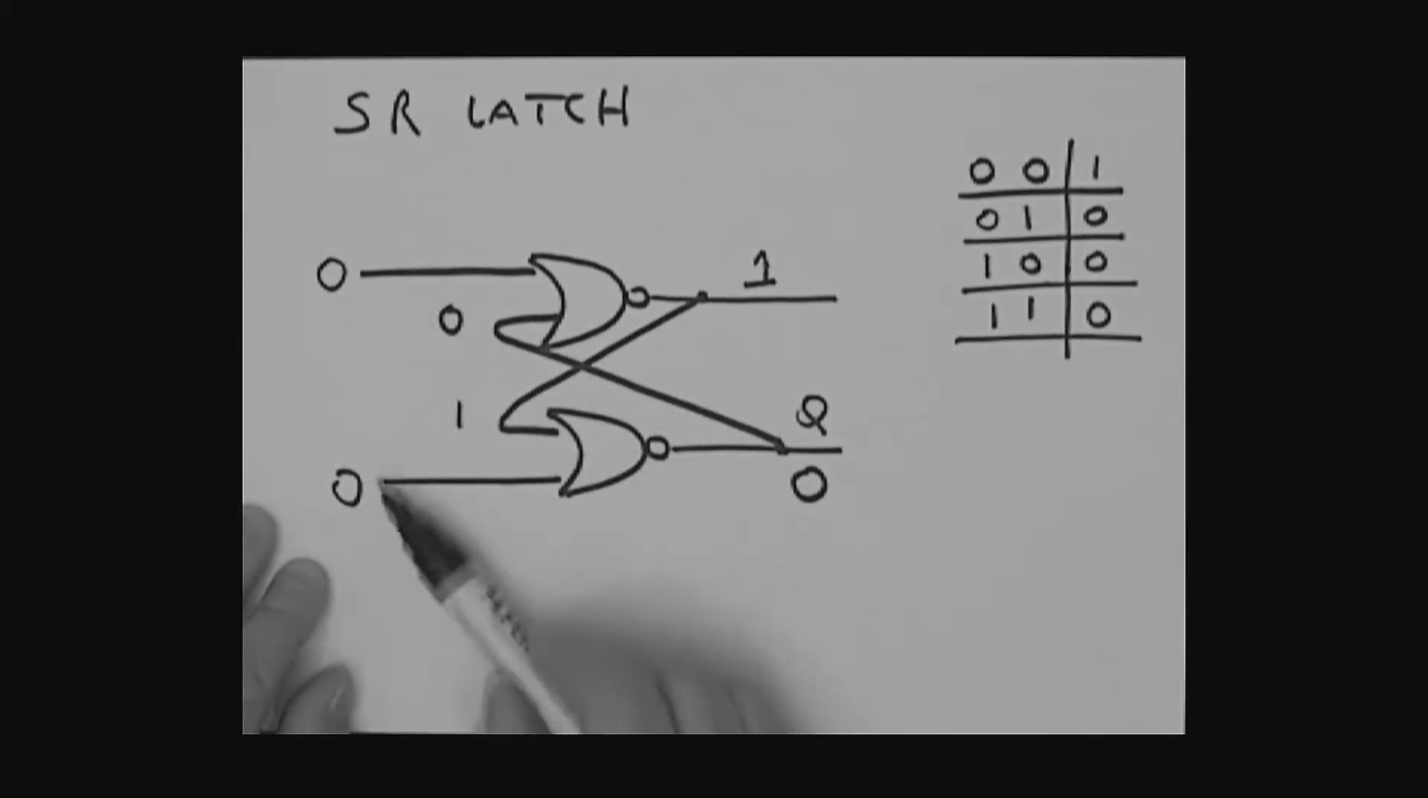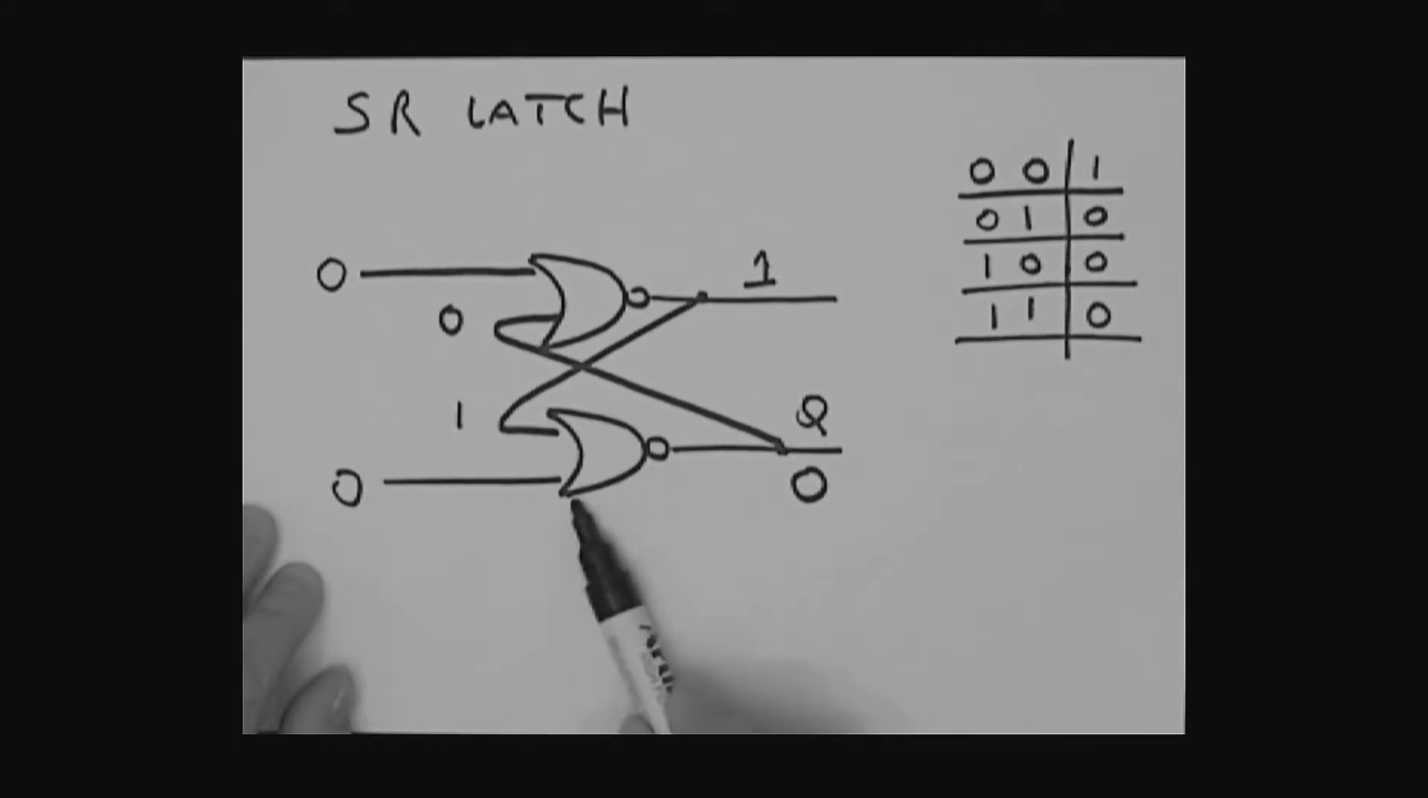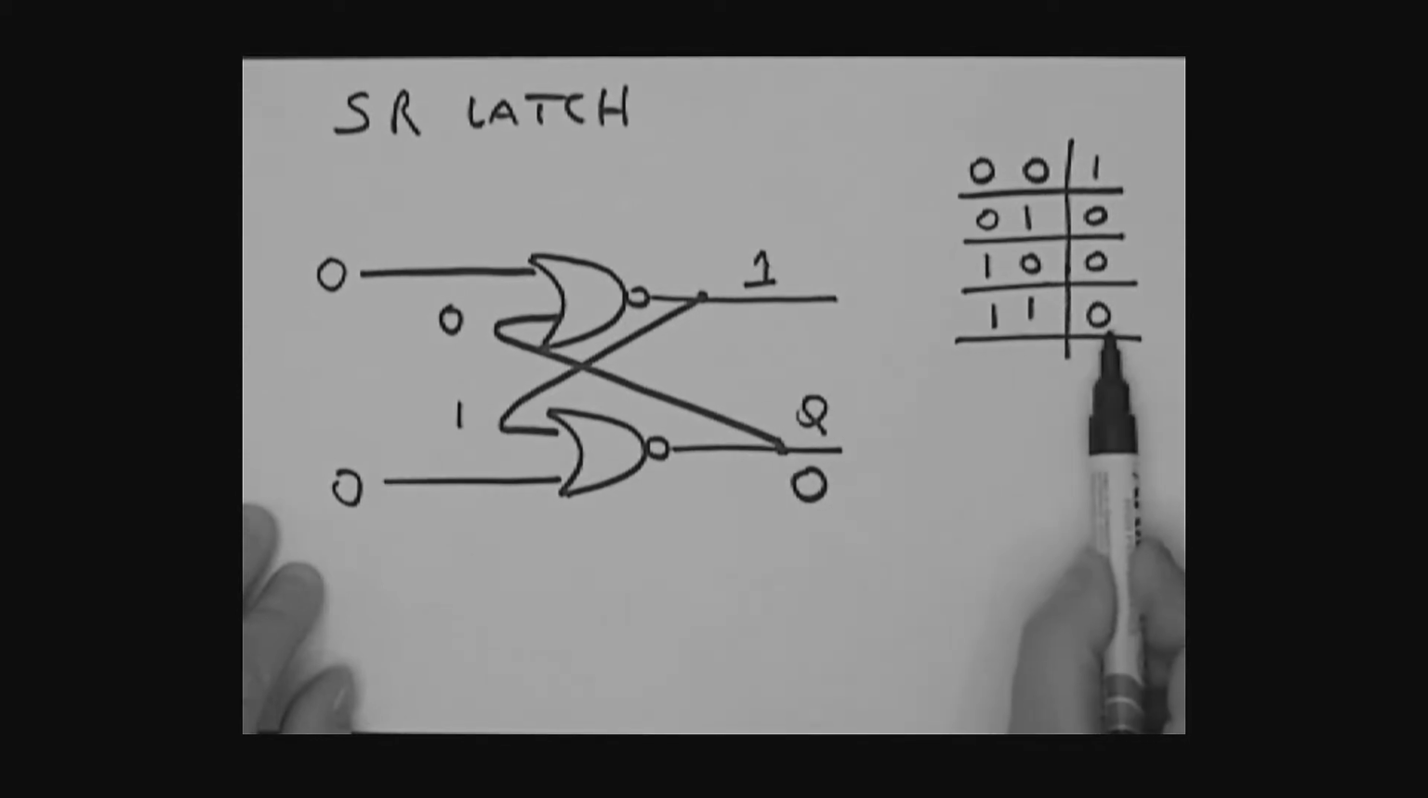Now, which one of these is going to be the set line? Let's think about that. Supposing I choose this one here for a moment. Supposing I make this a 1. Is it going to change the output? If this becomes a 1, then I've got a 1, 1 feeding into this NOR gate. 1, 1 feeding into the NOR gate gives me a 0 output.